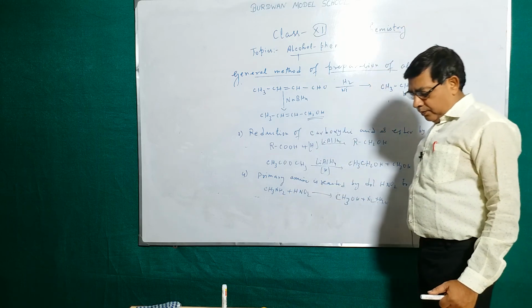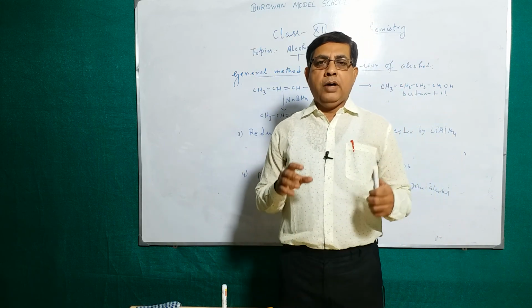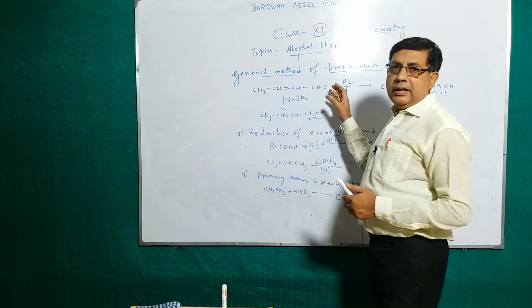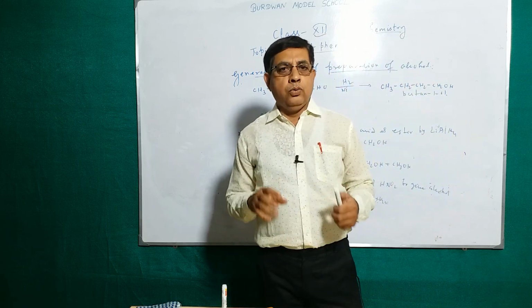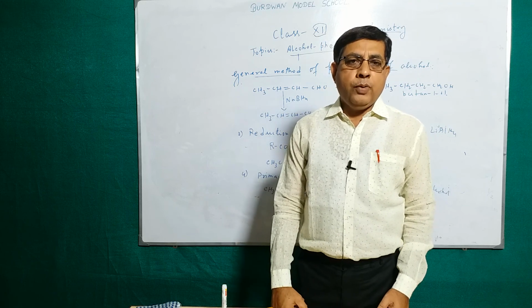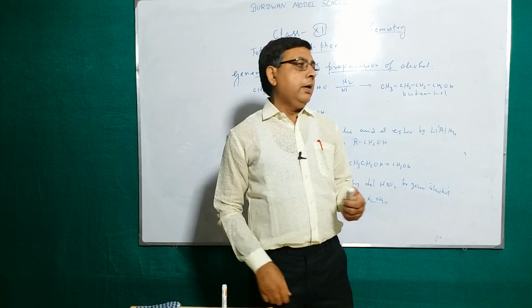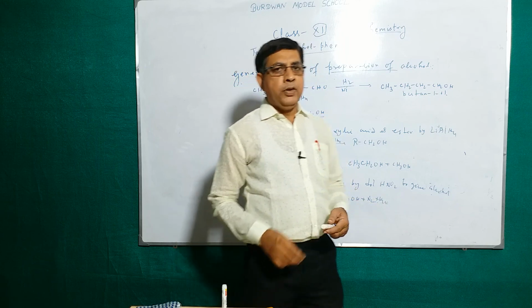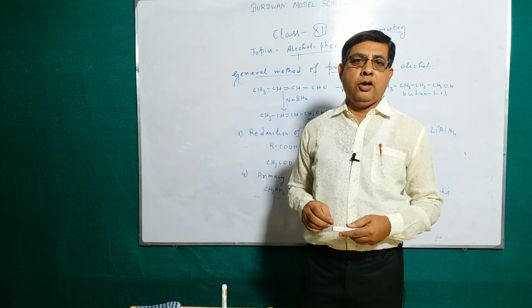So these are the four methods of preparation that I have discussed today. Number one, from alkyl halide by substitution reaction. Number two, reduction of carbonyl compounds. Number three, reduction of carboxylic acid and ester, and number four, primary amine. In the next class, I will discuss another four methods of preparation of alcohol.